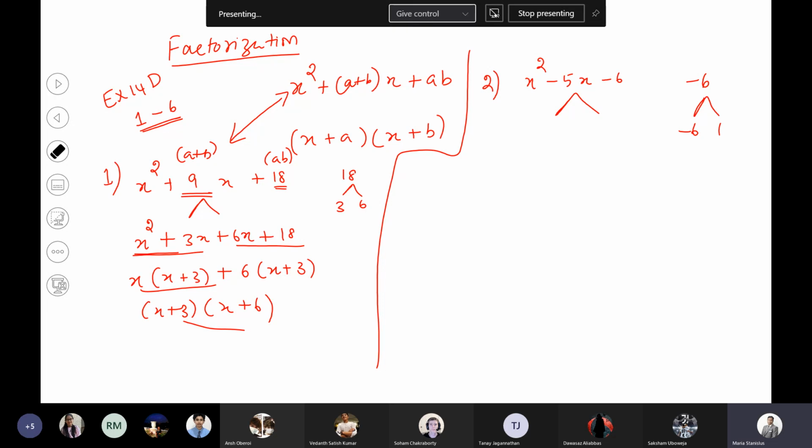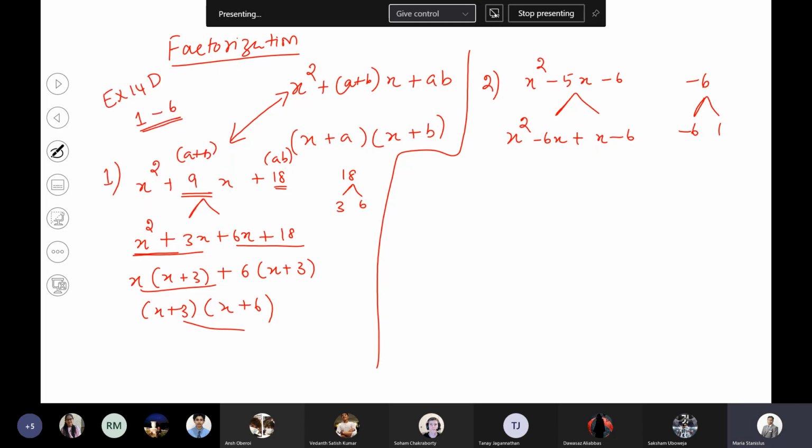If you add minus 6 and plus 1, what would you get? Minus 5. So you have the factors for minus 5. Let me split the middle term as minus 6x plus 1x minus 6. It's not necessary that you write the 1. If you write x only, the coefficient is understood.